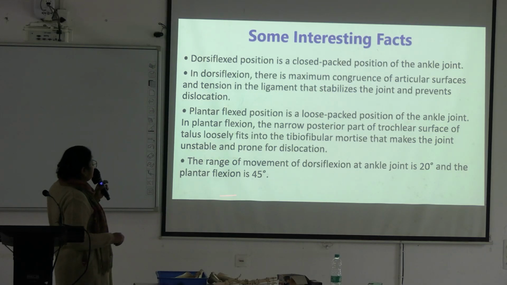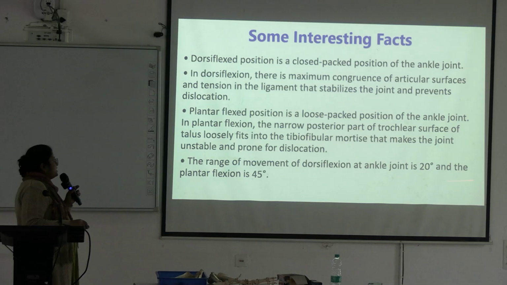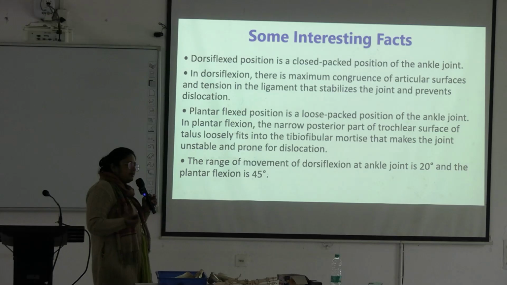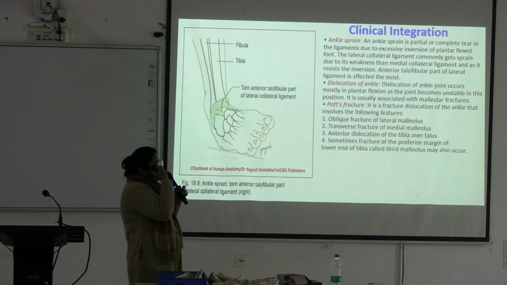The range of movement of dorsiflexion of the ankle is 20 degrees, and plantarflexion is almost 45 degrees. Remember this for your MCQ. Next, we are going to different clinical aspects of the ankle joint.